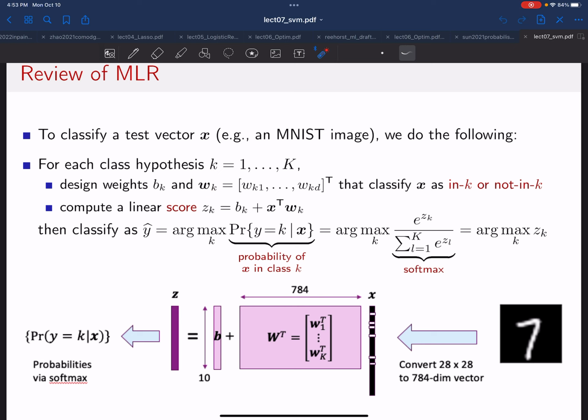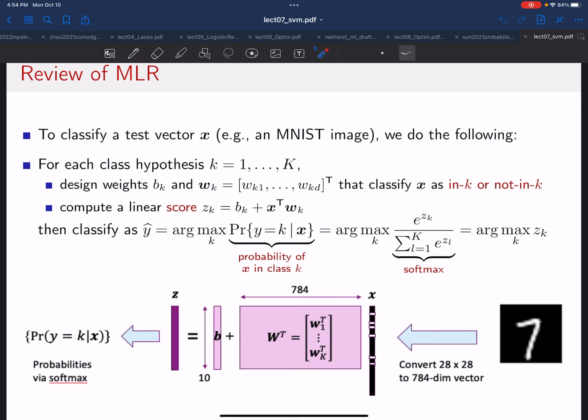And then we're going to compute a linear score by doing this inner product between our features and our weights, add the bias, and that gives us a score which is a real number. And then, if you want to convert that real number to a probability, you can put it through the softmax. Essentially, that's what the softmax does. It converts a real number to a probability. This probability is somewhere between 0 and 1. The real number is anywhere between infinity and minus infinity.